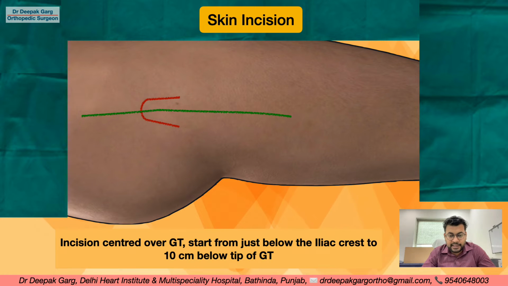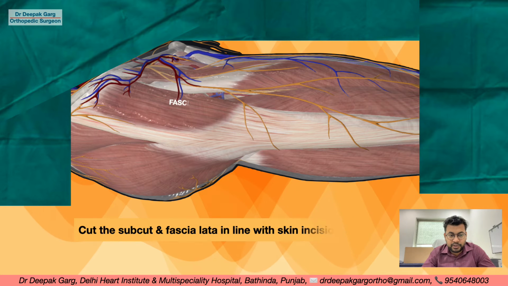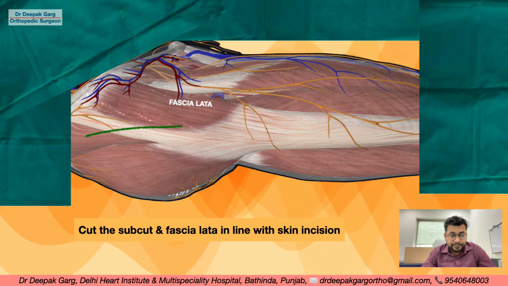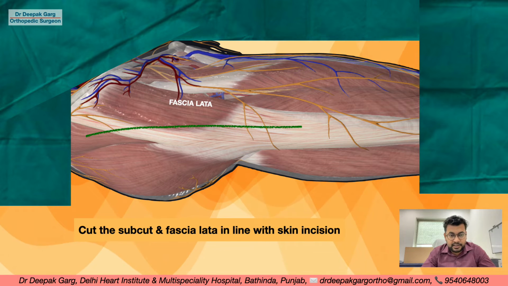So once we take the skin incision, we cut the subcutaneous tissue in line with the skin incision, and then we have the fascia lata. We cut fascia lata in line with the skin incision. So this is how we cut the fascia lata in line with the skin incision.